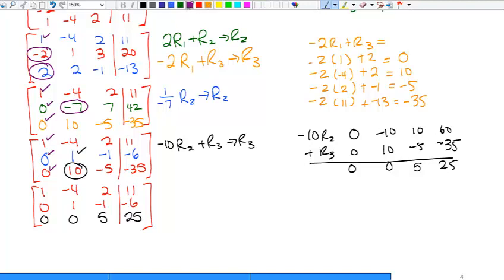Okay, progress report time. Do I have a 1? Check. Do I have zeros below it? Check, check. Do I have a 1? Yes. Do I have 0 below it? Yes. So that means the next thing I'm working on is that 5 needs to become a 1. So in order to get it to be a 1, I'm going to multiply it by its reciprocal, 1/5.